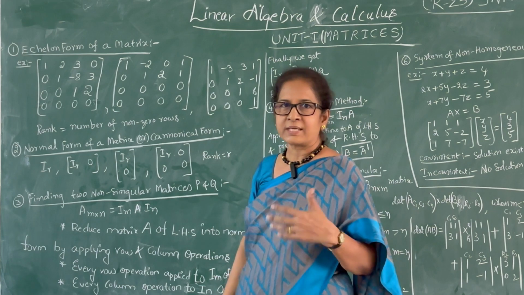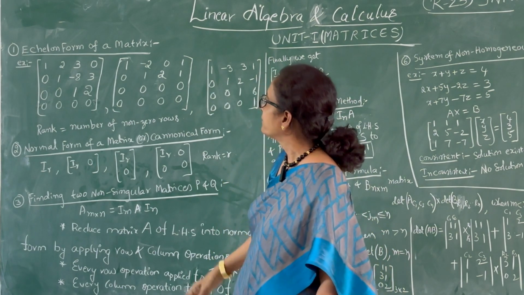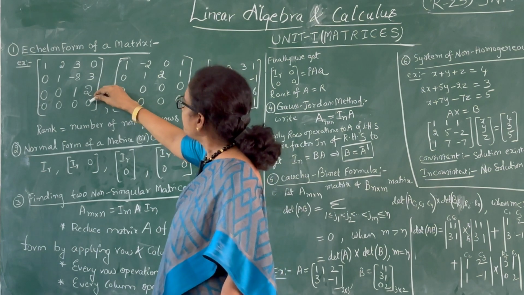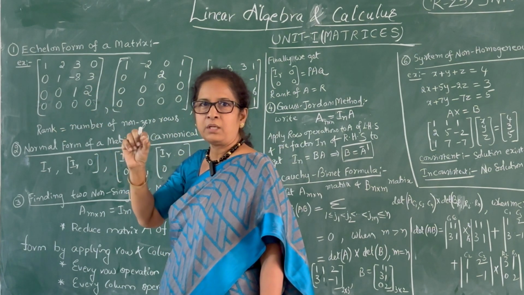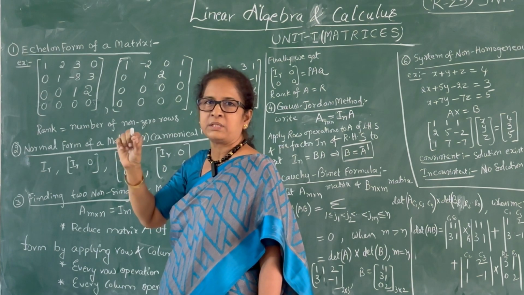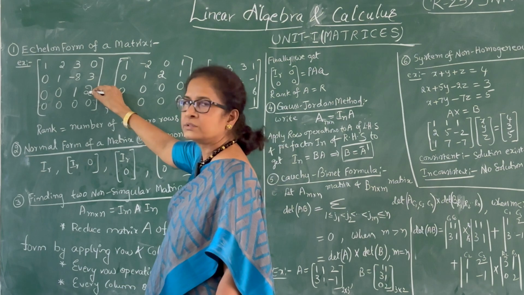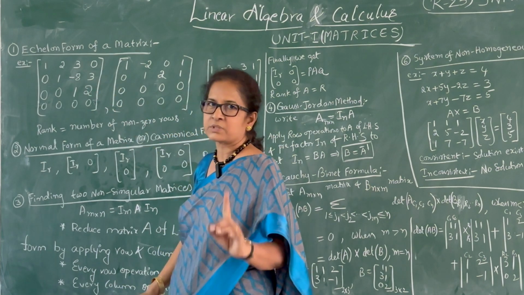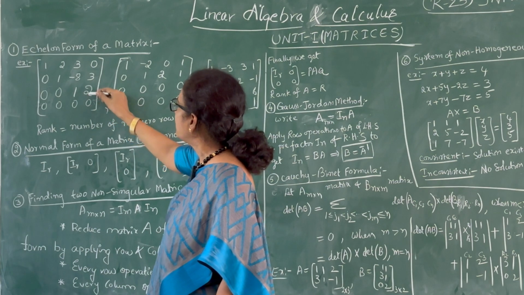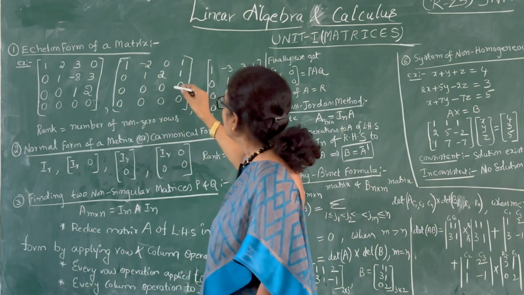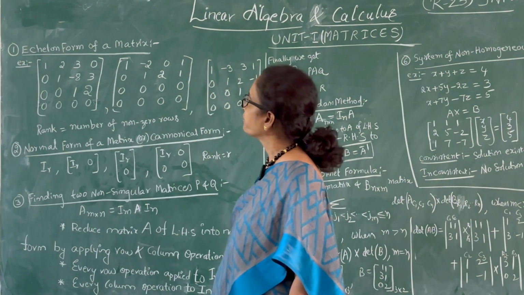First we will explain what is the echelon form of a matrix. In applying row transformations, if any row elements are completely zeros, then that row must be below the non-zero rows. That is the first point. Here if you observe, zero row is below non-zero row. Zero rows are below non-zero rows.